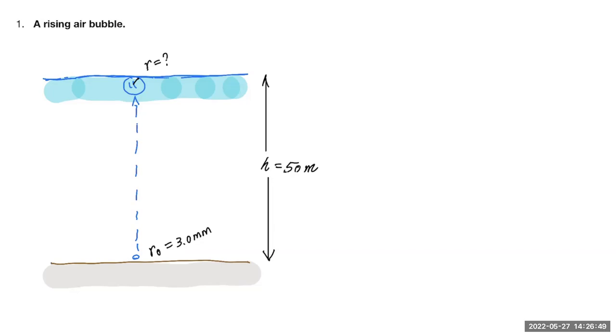Okay, so we can apply PV over T equals a constant. That constant equals the number of moles trapped inside times the universal gas constant, and both did not change. So if I call one state the initial state and the other the final state, then from the ideal gas law, I have P initial V initial over T initial equals P final V final over T final.